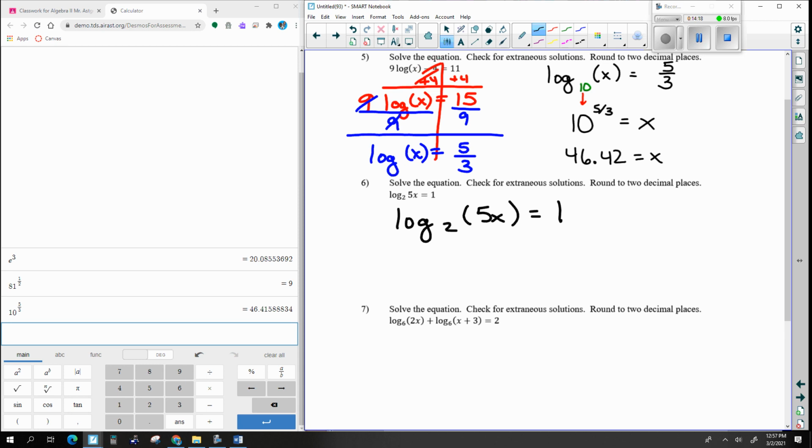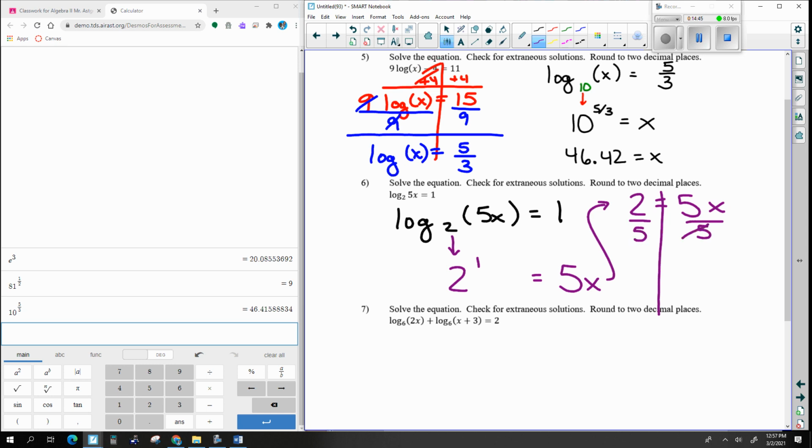Okay, here we have a log on one side, not a big deal. So let's go ahead and rewrite it. So 2, and then everything switches sides. This is to the 1st power, and that's equal to 5x. Okay, so doing the basic math, 2 to the 1st power is still 2. So this is 2 is equal to 5x. So pretty simplistically, all I need to do is divide both sides by 5. So it's 2 over 5, which is the same thing as saying 0.4.